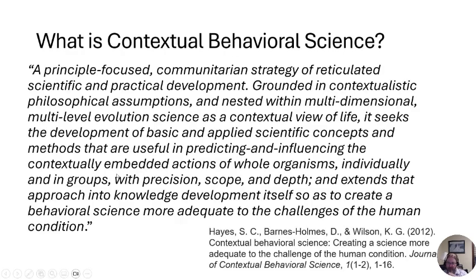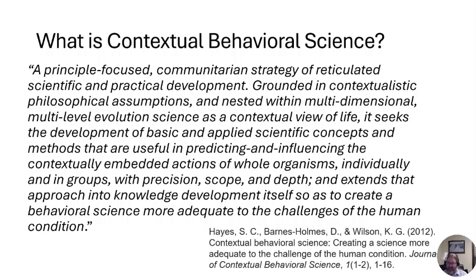of applied context. So putting it all together, what is it that we mean when we talk about CBS, contextual behavioral science? Lots of terminology here. Principle focus, so we want it to be organized around principles. Communitarian, meaning we want it to be shared. Reticulated scientific and practical development, basically meaning we want practitioners and scientists to be talking to each other, to be informed by each other. It's going to be grounded in the contextual philosophical assumptions, right? So functional contextualism, and then nested within an understanding of evolutionary science, which we'll talk a little bit more about soon, but this multidimensional, multi-level evolution science.